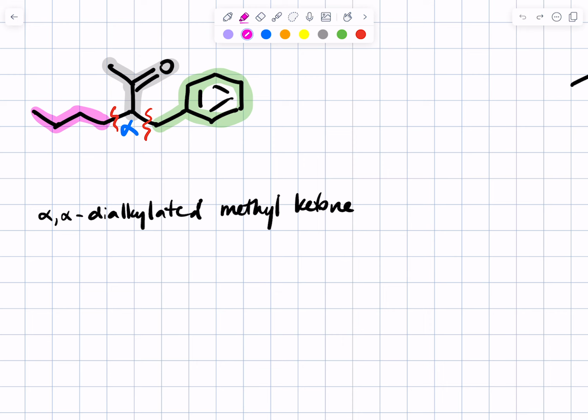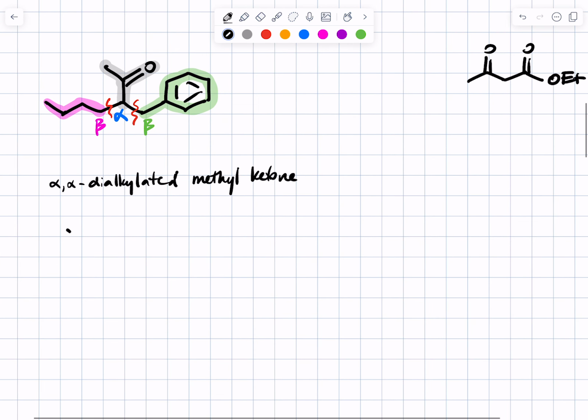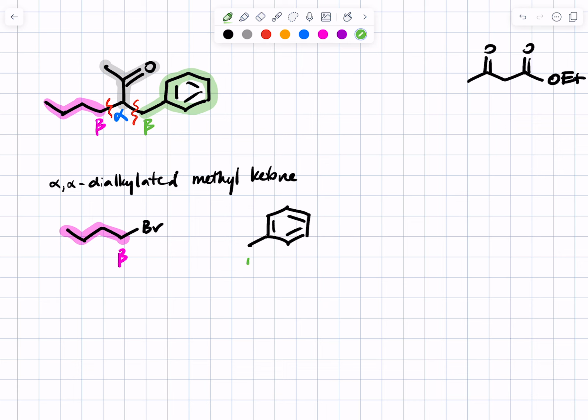One has the pink beta carbon, and then the other has the green beta carbon. So the alkyl halides that I would use would be, again, everything from the pink beta carbon on, those atoms, and then a leaving group attached to the pink beta carbon. And then I'll do the same thing over here for the green alkyl group that got installed, everything from the green beta carbon over plus a leaving group.